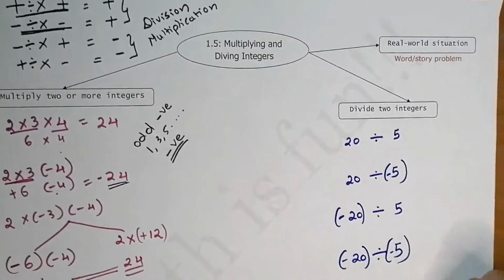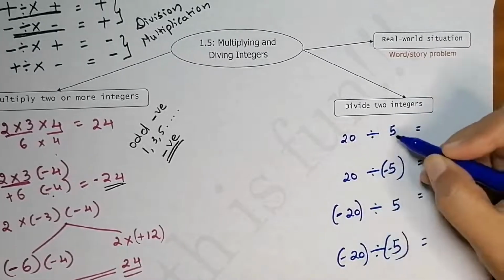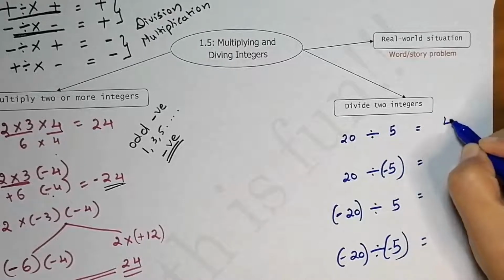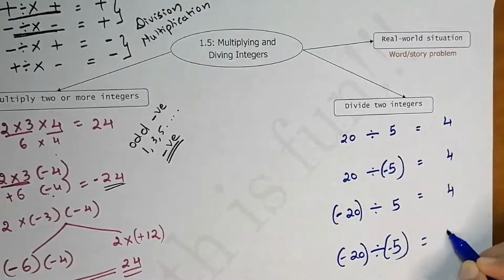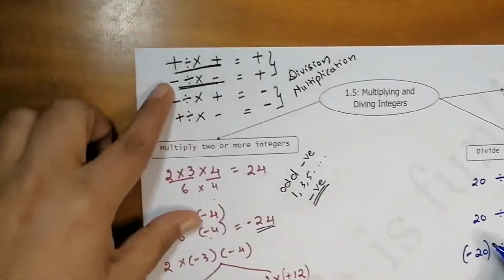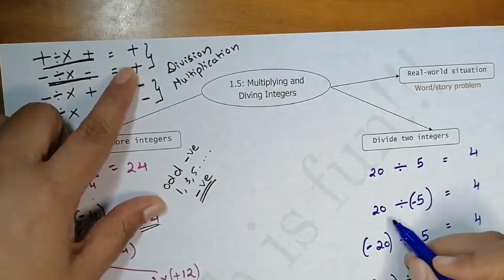Okay, so we know the answer in each case, right? The number is the same. It's 20 divided by 5 in each of these cases. So the answer is going to be 4 in each of these. Now let's understand the sign, okay? This is not the final answer, right? So both are positive. Answer is positive, so this remains 4.